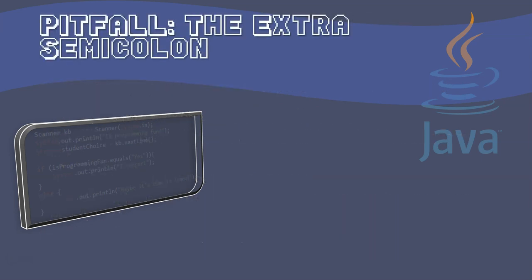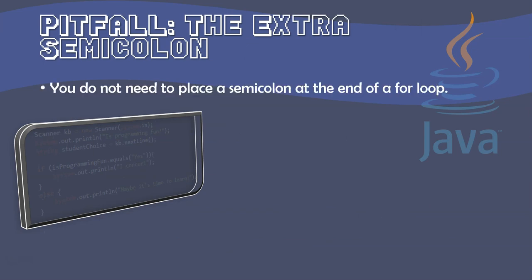Now, one last thing to talk about is the extra semicolon. This we saw a little bit when we looked at while loops. We don't need to place a semicolon at the end of a for loop. Just like with while loops, it's not something we do. Obviously, do while has a little different syntax.